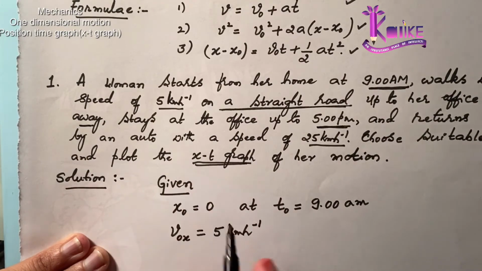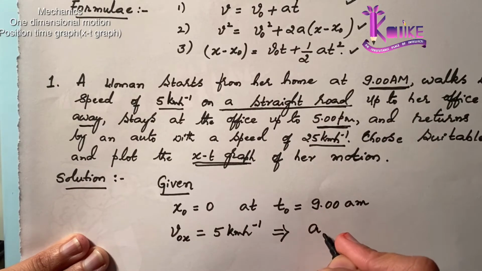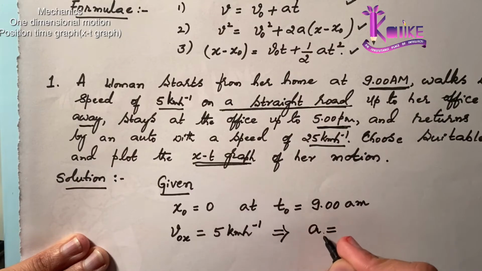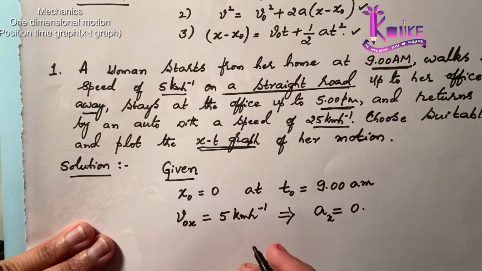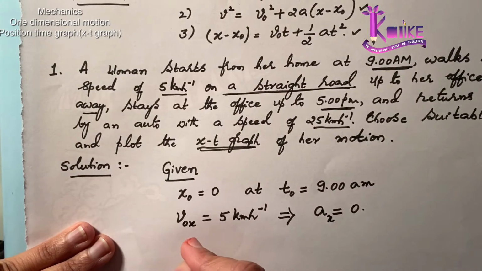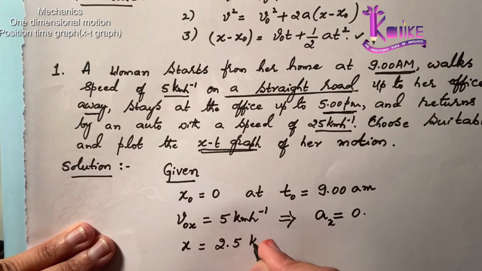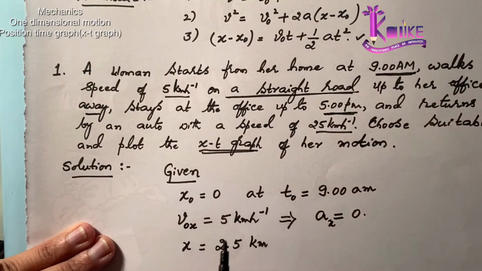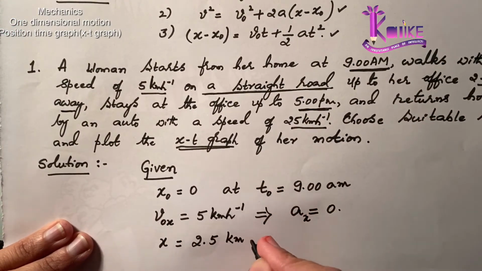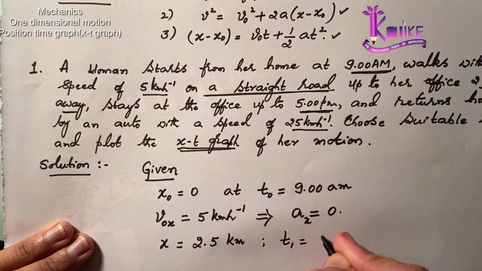So which means she is traveling with a constant speed. If it's a constant speed, this implies her acceleration along the x axis was 0. She was traveling with a constant speed, constant velocity. Now, what is her final destination? What is her final position? Her final position is she reaches a distance of how much? She has to travel a distance of 2.5 kilometers. So therefore, what was the time when she reached this? So we have to find out the time t1 in this case, which is not given.